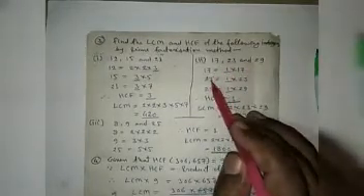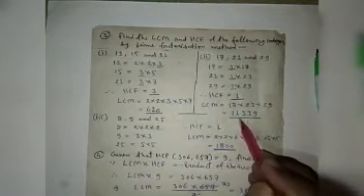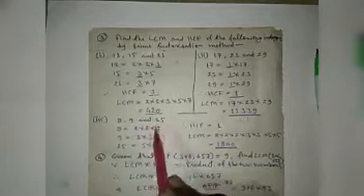In the second part, the numbers are 17, 23 and 29. 17 is a prime number, 23 is also a prime number, 29 is also a prime number. So it has only factors 1 and 17. 1 is the common factor. So SCF is equal to 1 and LCM equal to 17 into 23 into 29. That will give 11,339.